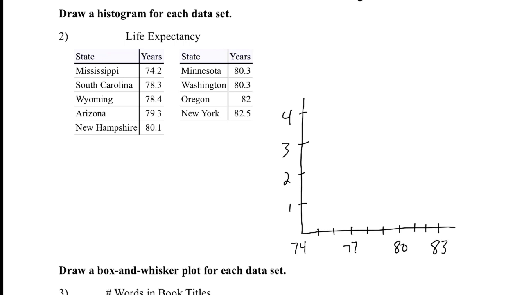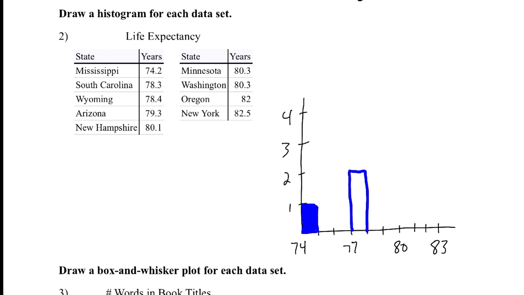I'm going to use blue here. So that's how we show that. And you don't have to fill it in. You can leave it empty if you want. The next data point here that we have is these two, 78.3 and 78.4. So if here's 77, then here's 78. So between 78 and 79, we have these two data points right there. So this goes up to 2, just like that.